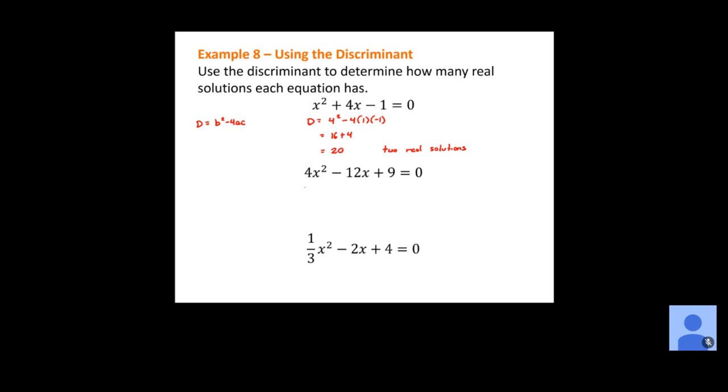Now, if we look at the next one, same thing. We're going to look at our discriminant. We're looking at b squared, which is going to be negative 12 squared, minus 4 times a times c. Again, if we square the negative 12, that's going to give us positive 144. Negative 4 times 9 is going to give us a negative 144. That's going to give us 0. And so remember, if we get 0 as our discriminant, that tells us there's going to be one real solution. And again, we would call that a double root, but there's only going to be one value there.